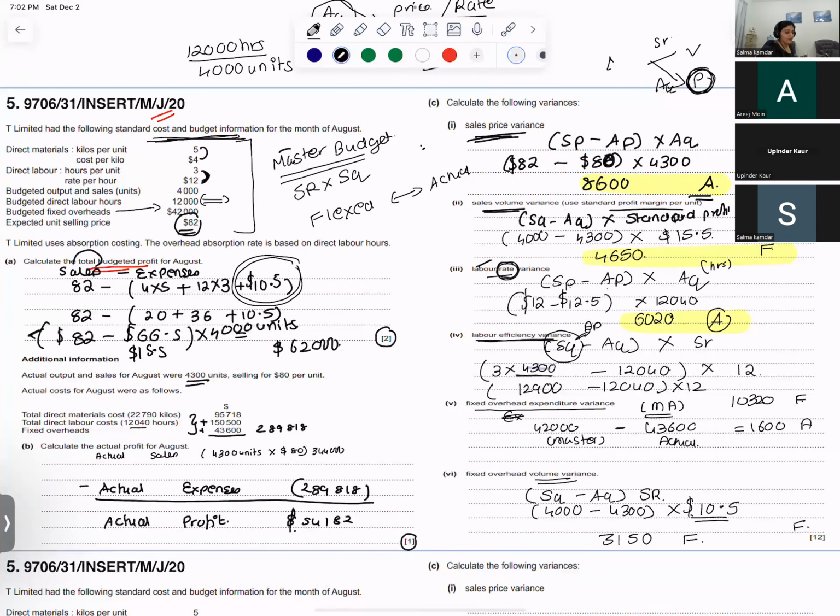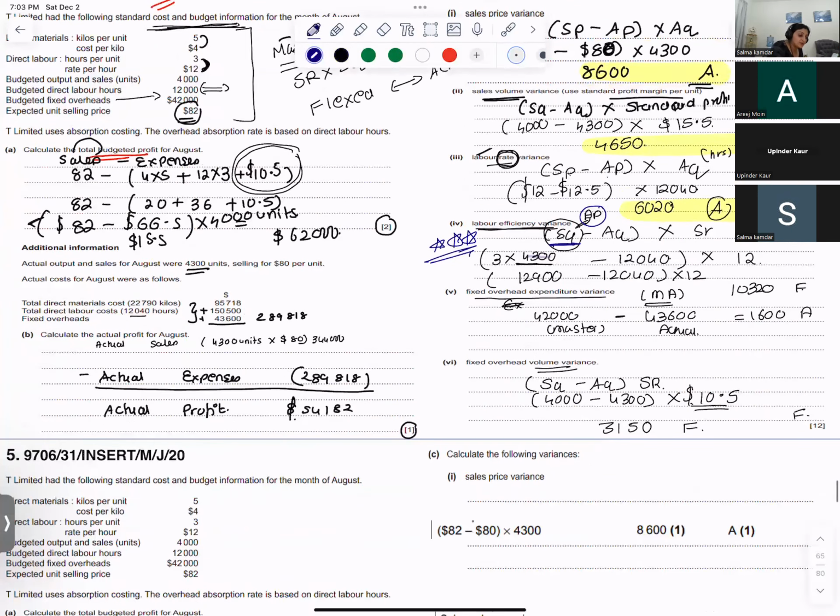3,150 favorable. So this one thing that you all are getting confused is the efficiency, and the formulas are also not perfect. This would always be standard quantity for actual production. Are you with me? Yes, miss.